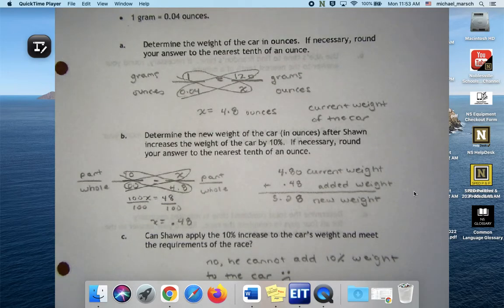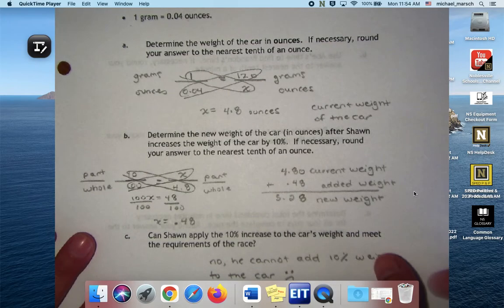So if 10% was 0.48, what would 5% be? 0.24, just cut it in half, right? Could he add 5% of the weight? No, it's still too heavy. So he's got to do like 3% of the weight, which, I mean, is it even worth it at that point? No. That'd be hard to do.